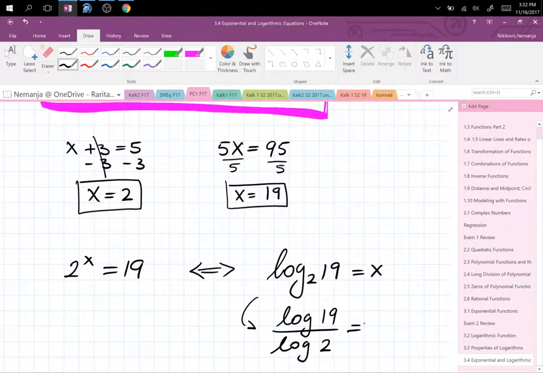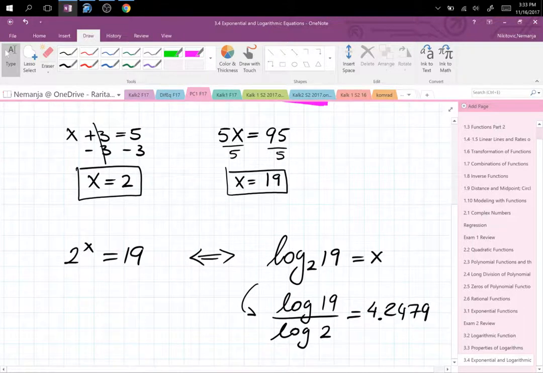When you punch those numbers into the calculator, let's see what we get. Log 19, close parenthesis, divided by log 2. Make sure you have 4 decimals. You should get 4.2479 as the answer.